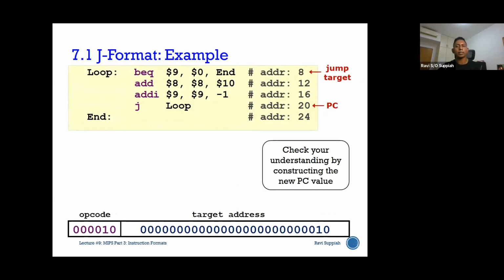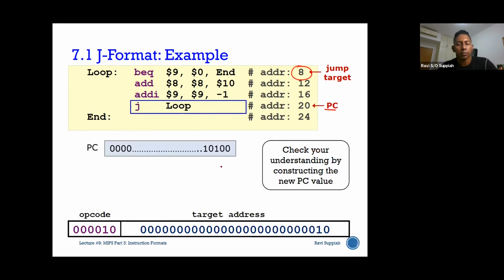In this J format example, you can see that I want to jump to a particular address, which is this. PC is here, and the target address that I want to jump to is here, address 8. The target address is specified in your jump instruction. Now let's look at your PC. Your PC over here is address 20. They have given us that the address of the current program counter is address 20.